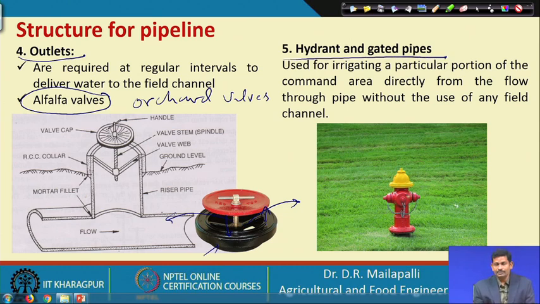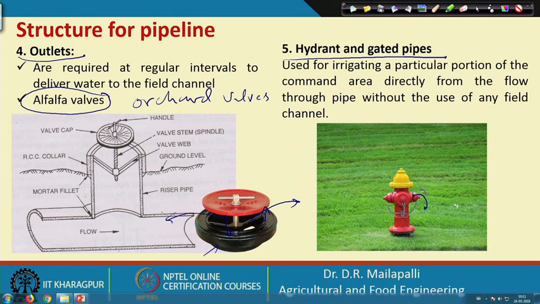Hydrants can be used to irrigate a particular field. You can open this up and connect a pipeline and irrigate it. Similarly, you can open this up and irrigate the other field.